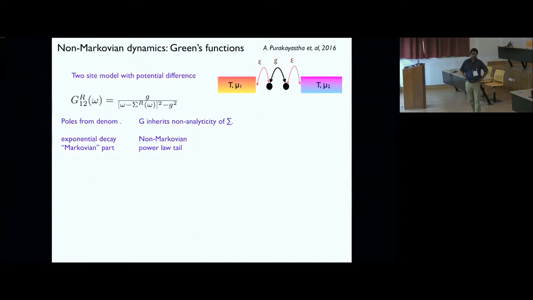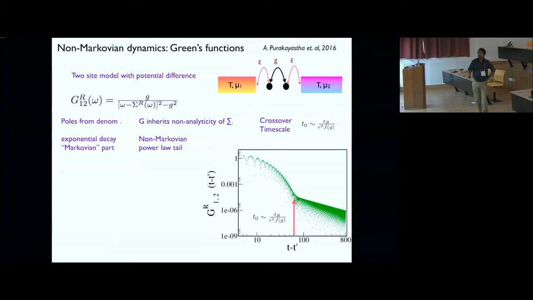So you take a two-site model, just go to the toy model to see this carefully, and you go to the Green's functions now, not the self-energies, because these are the observables. What you will see is that there are two parts. There are poles which come from the denominator, which will give you an exponential decay, which is all that would have been there if it was completely Markovian. But it also inherits the non-analyticity of sigma, so there will be a non-Markovian power law tail. And the crossover time scale, when it goes from this, on a log-log plot, this is the exponential, this is the power law, can be computed by just looking at what is coming from each of these two.